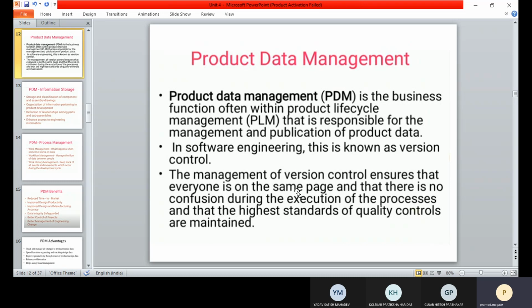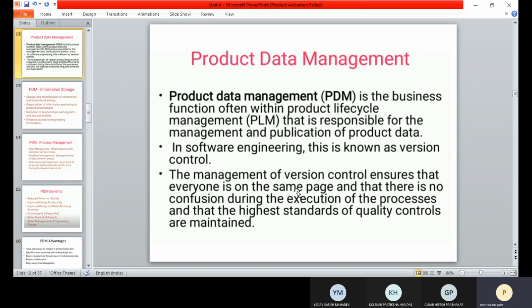What is publish? Dispatch. So in software engineering, we call it version control or a version control system. Of course, we are going to take control of each and every tooling, machine requirement, and parameter requirement, so that we can control them. The management of version control ensures that everyone is on the same page, that there is no confusion during the execution of the process, and that the highest standard of quality control is maintained.